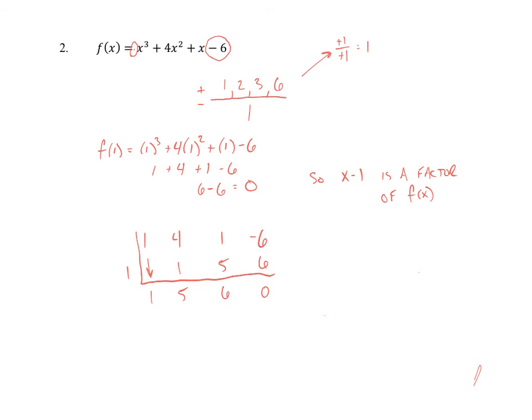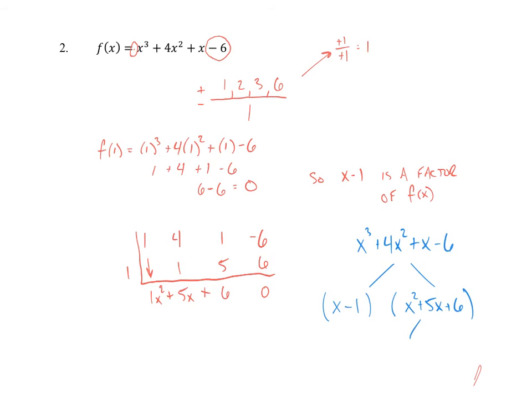We don't so much care about the 0, but we do care about this 6 being our constant. This is going to be our x term. And the next term over is going to be our x squared term. So what we just did is, and I'm going to draw it in blue, we took x cubed plus 4x squared plus x minus 6, and we broke it down. We pulled one factor out, and that was x minus 1. That left us with this quadratic, x squared plus 5x plus 6.